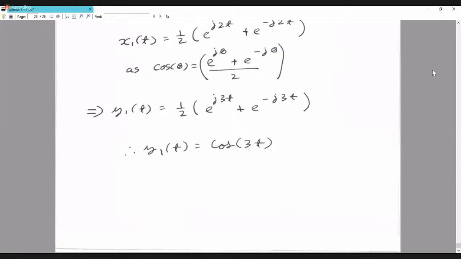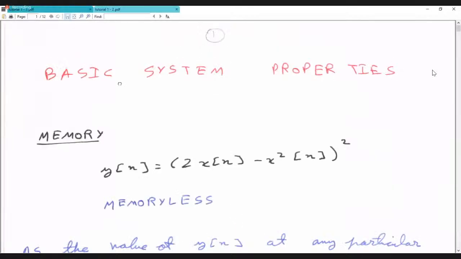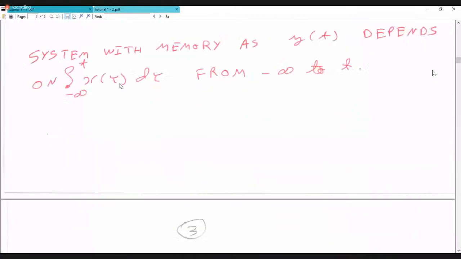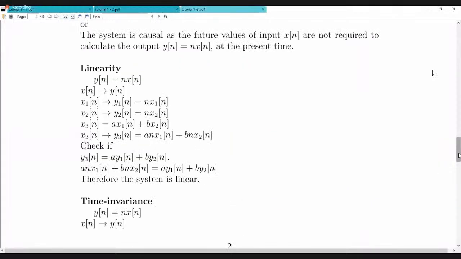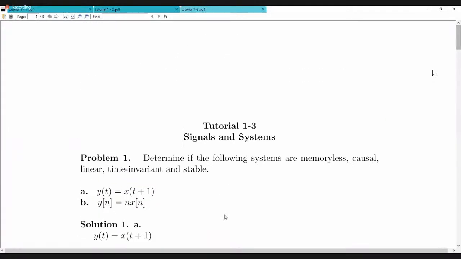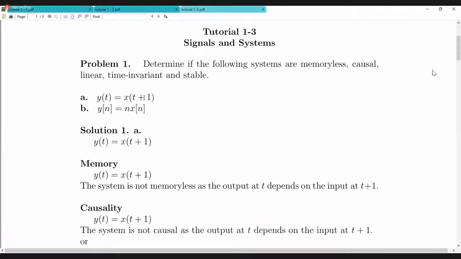Okay. In tutorial 1-2, I'm basically explaining the properties, basic system properties, that what everything means. But to be able to solve, you should look at tutorial 1-3. Okay. Understand from 1-2, and the solution, do it like 1-3. Here we have two questions. Y of t is equal to x of t plus 1. Y of n is equal to n into x of n.